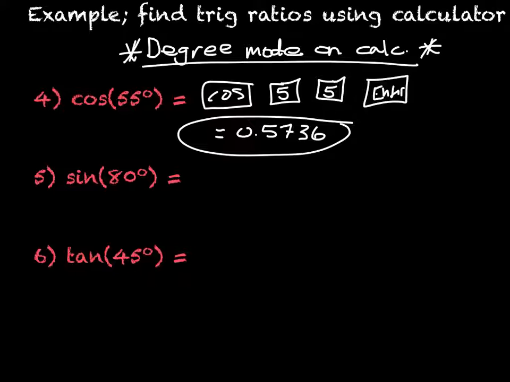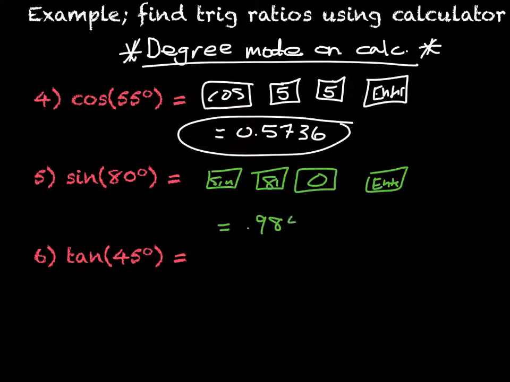Okay, the next one, sine of 80 degrees. So this time, we're going to type the sine button, and then you're going to hit 80, and then enter. So we would get about 0.9848, and that would be your final answer.